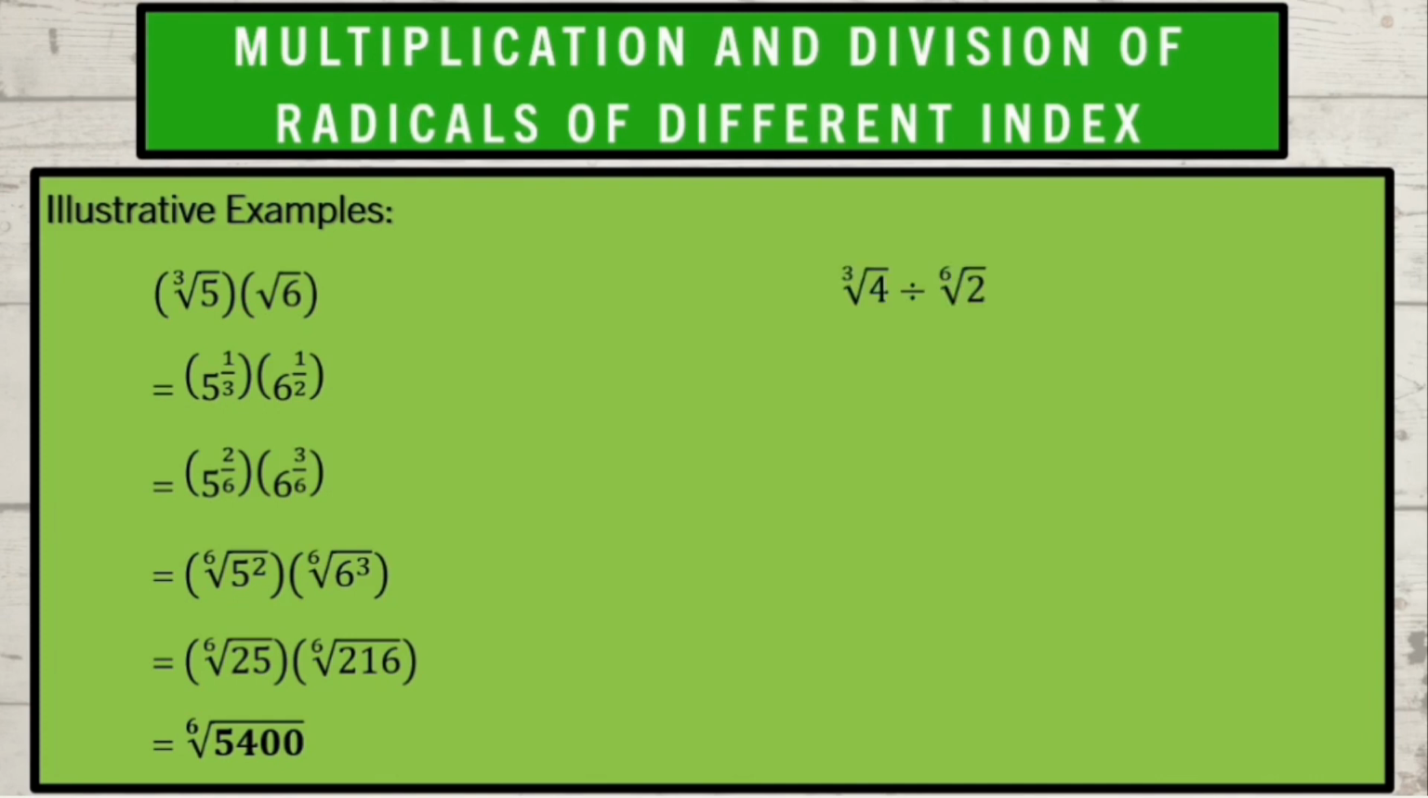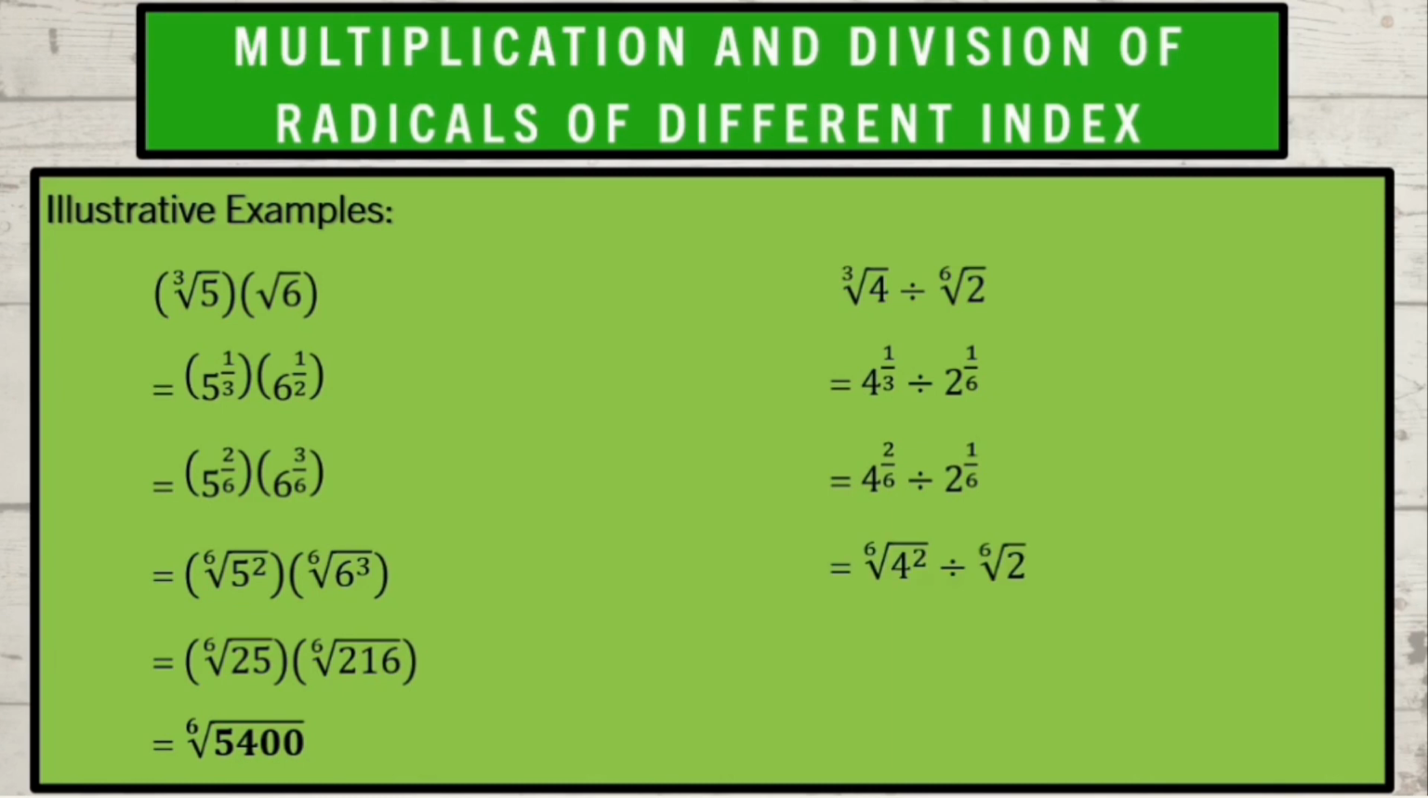For the second example, just like what we did in the first example, to divide radicals with different indices, first convert them into expressions with rational exponents. So to convert cube root of 4 divided by 6th root of 2, we will have 4 raised to 1/3 divided by 2 raised to 1/6. Then change the rational exponents to similar fractions, which is 4 raised to 2 over 6 divided by 2 raised to 1 over 6.